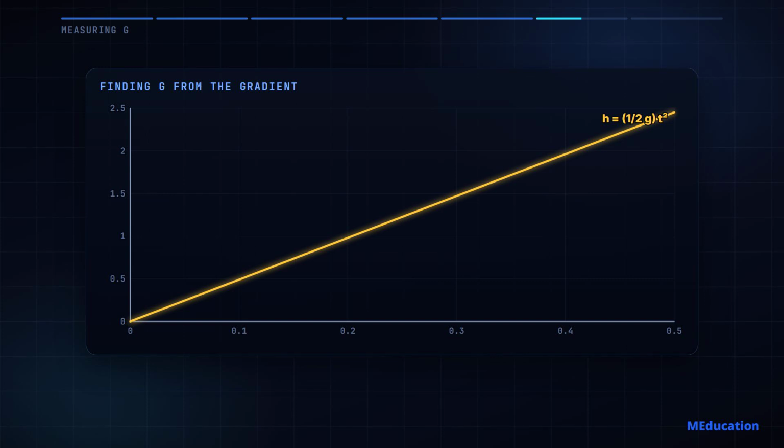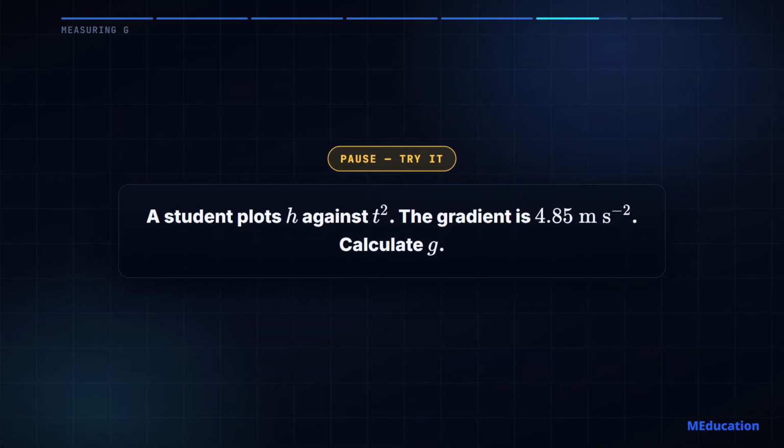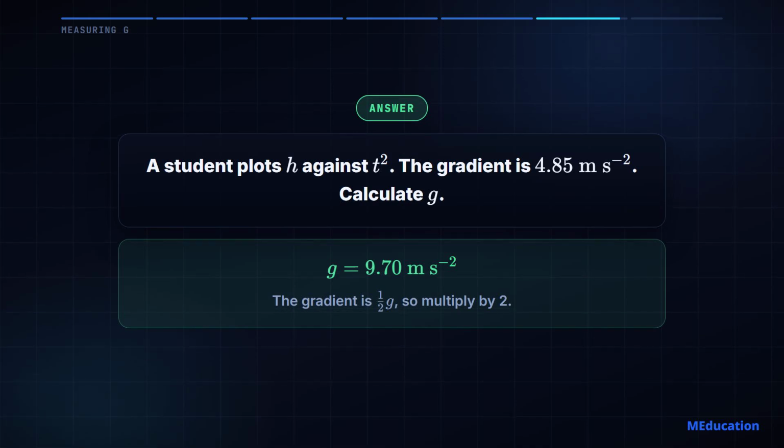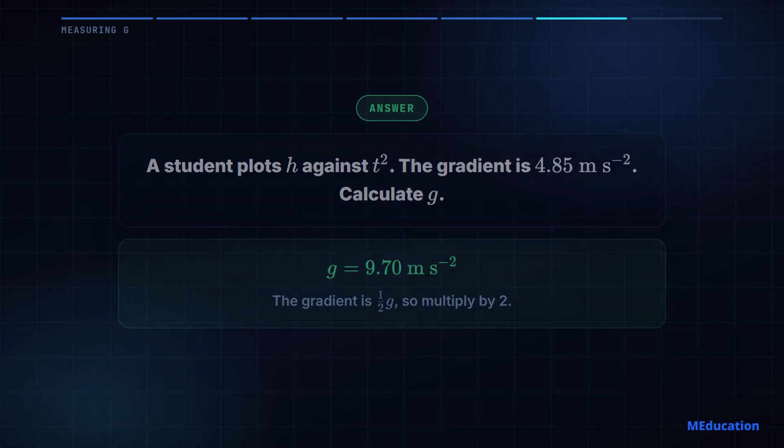If we plot height on the y-axis against time squared on the x-axis, we get a straight line through the origin. The gradient of this line is half of g. Pause and try this. If a student plots this graph and calculates the gradient to be 4.85, what is their experimental value for g? Because the gradient is half of g, we just multiply it by 2. The value is 9.70 meters per second squared.